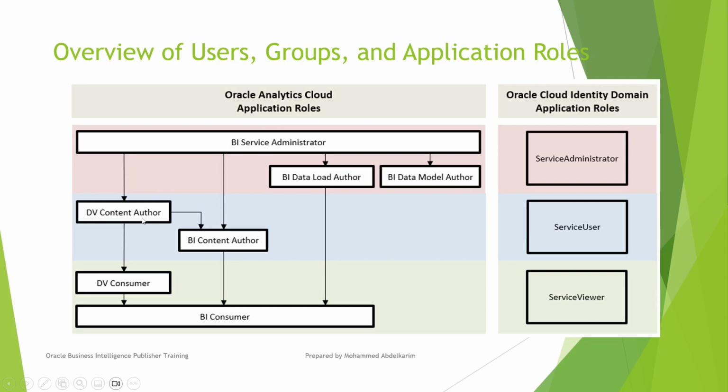Now, for DV Content Author, this diagram shows that a member of the DV Content Author application role becomes an indirect member of the BI Content Author, DV Consumer, and BI Consumer application roles. So if you give a user the DV Content Author application role, the user can create, share, explore, and view data visualizations, and they can also create, share, run, and view analyses and dashboards. And this is applicable also to the BI Content Author, because BI Consumer is part of BI Content Author.